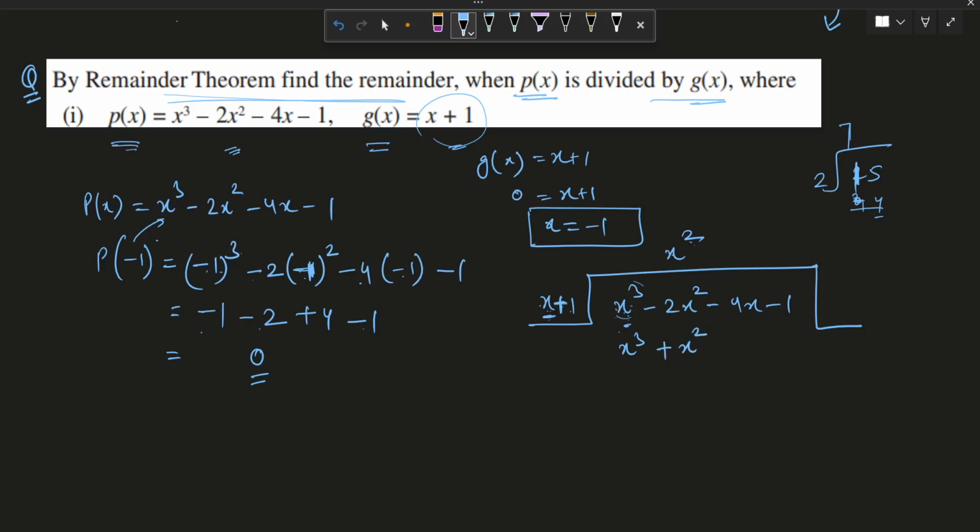Now you subtract. When you subtract, the sign changes and it cancels. So minus 2 minus 1 will be minus 3x square. Bring down this thing, minus 4x minus 1. I brought everything down.